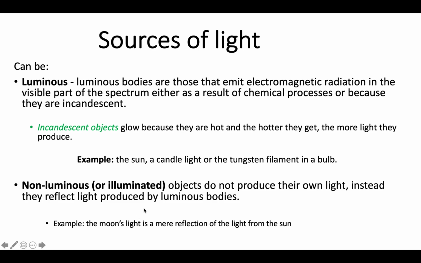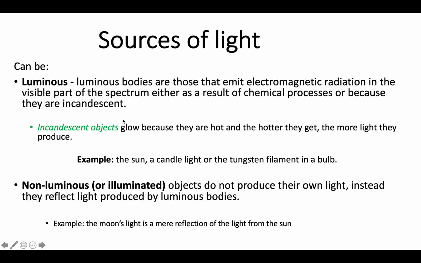Now, sources of light can be luminous. I think you may have come across this terminology before. Luminous bodies are those that emit electromagnetic radiation in the visible part of the spectrum, either as a result of chemical processes or because they are incandescent. Incandescent objects glow because they are hot, and the hotter they get, the more light they produce.